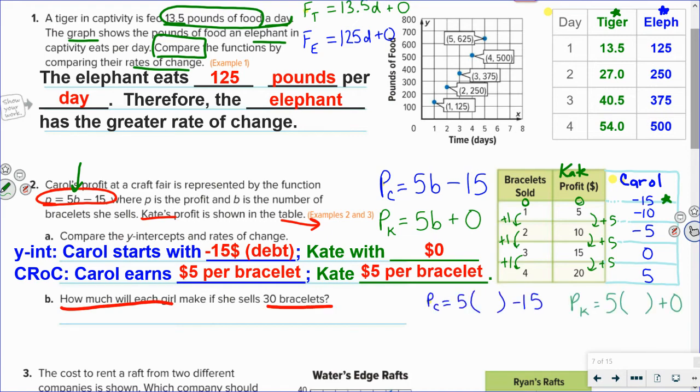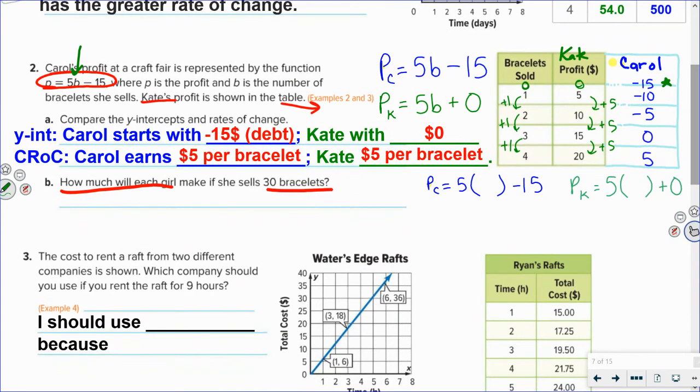I'm going to rewrite the equations because I just don't feel like carrying on this table all the way to 30 bracelets. Could we? Yes. Is it an efficient way? No. What is efficient is saying, okay, what do we know? We know 30 bracelets. Where will that go? Well, that'll go in for the B value. Then we can go ahead and multiply.